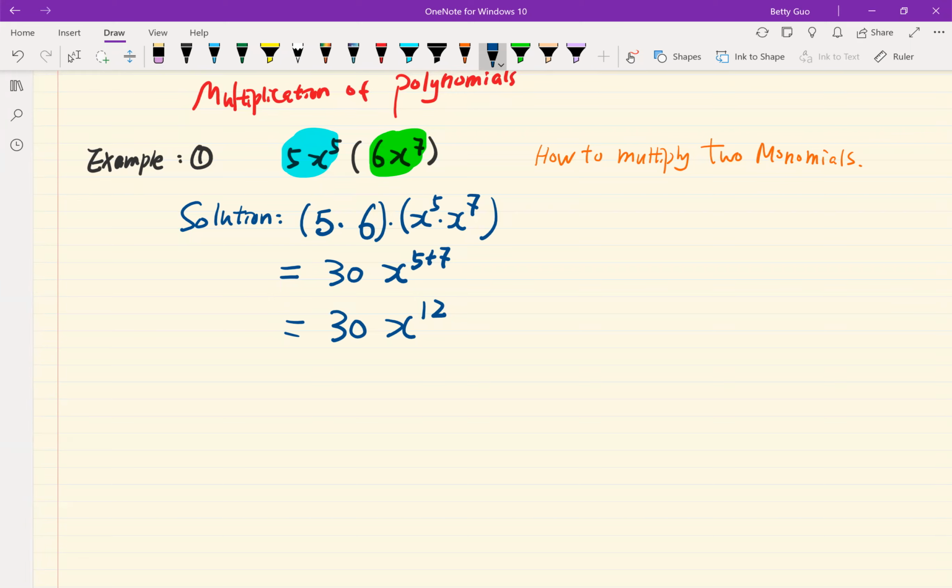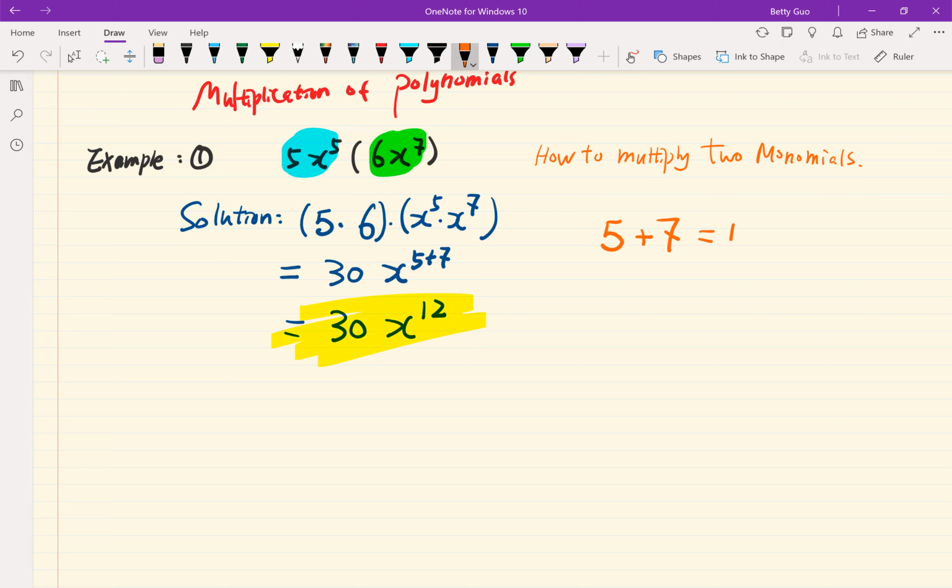Okay? Very good. And now I want you to tell me the degree of the blue polynomial, which is a monomial. What's the degree of the monomial 5x to the power of 5? 5, yeah. And what's the degree of the green monomial, 6x to the power of 7? 7, okay. So the blue has degree 5, the green has degree 7. And what's the degree of the yellow, the product? 12, yeah.